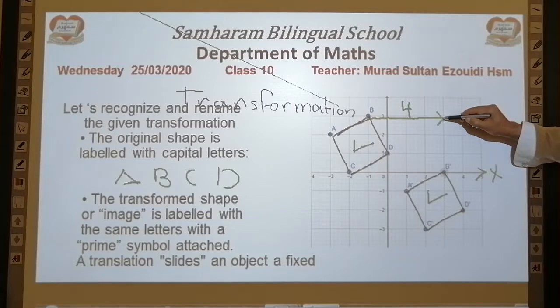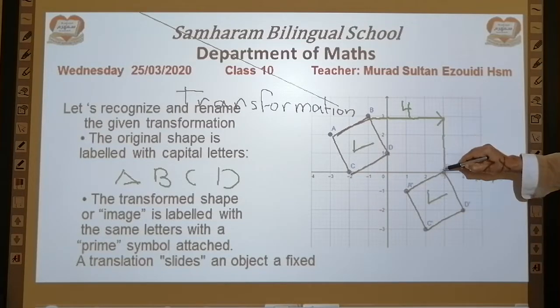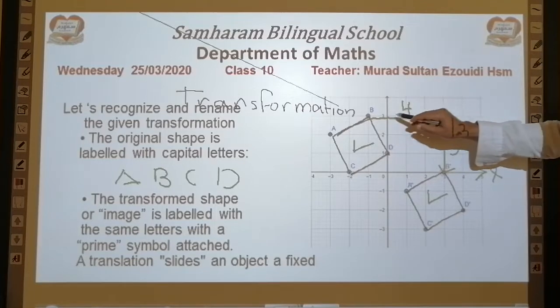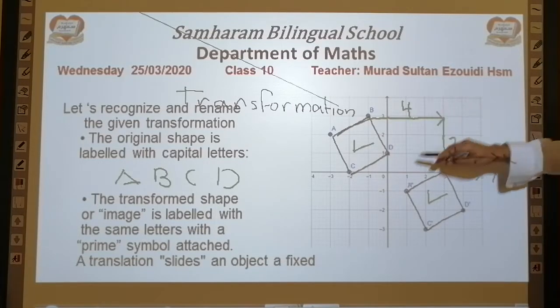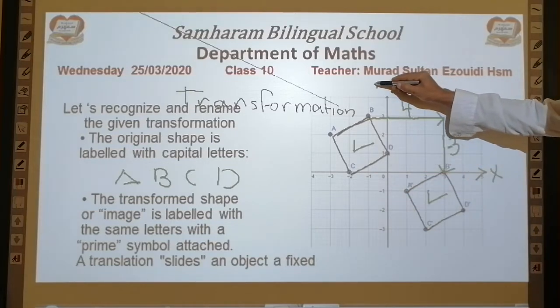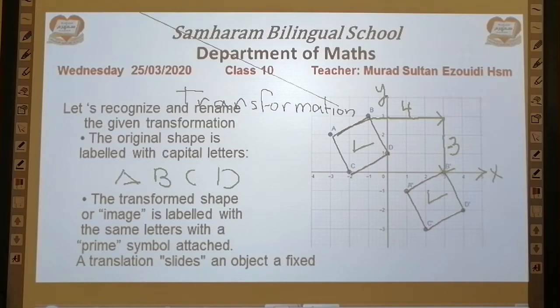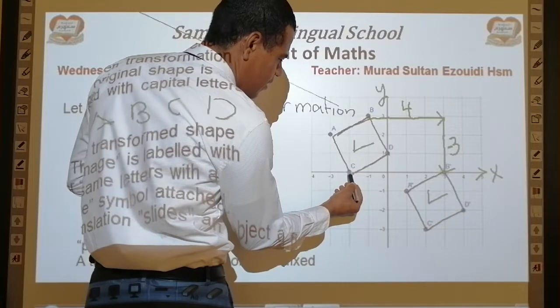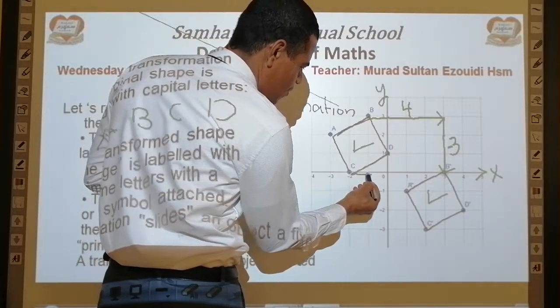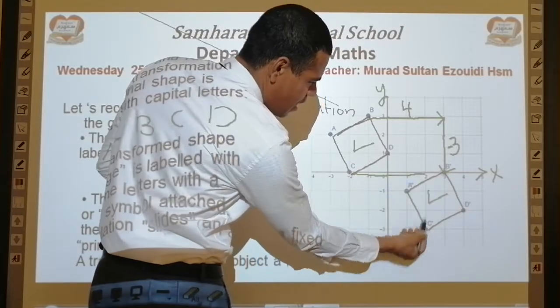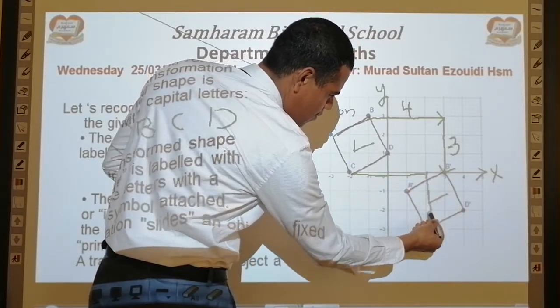Then we continue. Look, 1 square, 2 squares, 3 squares. This is 3, but there is a negative sign. Why? Because the point B moves 4 units to the right in the direction of x, and 3 units down in the direction of y. Then, we can choose another point, for example this point, C. 1 unit, 2 units, 3 units, 4 units, and down how many units? 1, 2, 3.